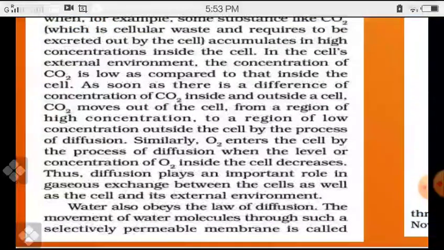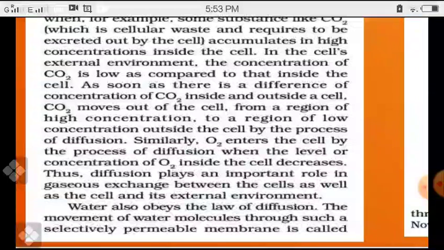the carbon dioxide moves out of the cell because it moves from a region of higher concentration to a region of lower concentration. Through what? Through the semi-permeable membrane or the plasma membrane. By which process? By the process of diffusion. Similarly, oxygen also enters the cell by the process of diffusion only. So diffusion plays an important role in the gaseous exchange between the cell and its external environment.